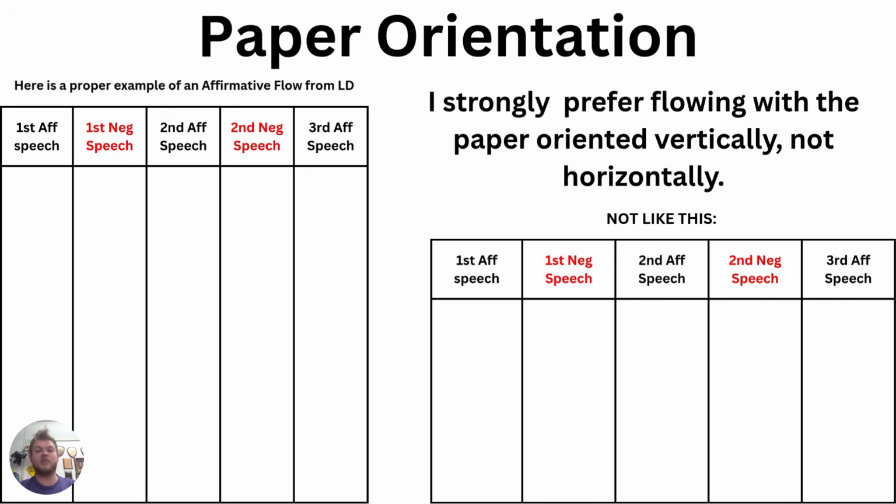Having a thicker column doesn't really help you. You're not going to put 2 different arguments side by side. You'll only ever put an argument and its attacks and defenses side by side. I've also seen that when students flow sideways, they are too tempted to write more than is necessary. They're less likely to follow the rules of flowing. So please flow with your paper oriented vertically, not horizontally, to help avoid running out of room.